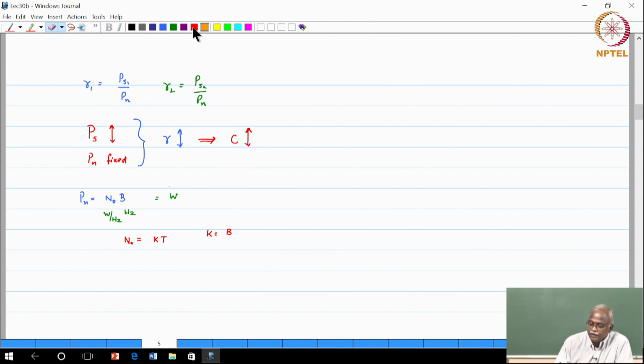Okay. K is Boltzmann's constant, and again just for completeness, let us write down the value: 6.023 into 10 power minus 23. This would be joules per Kelvin, that is what Boltzmann's constant is given as. And we always take the ambient temperature as 300 Kelvin. So, K times T is what specifies the noise floor.